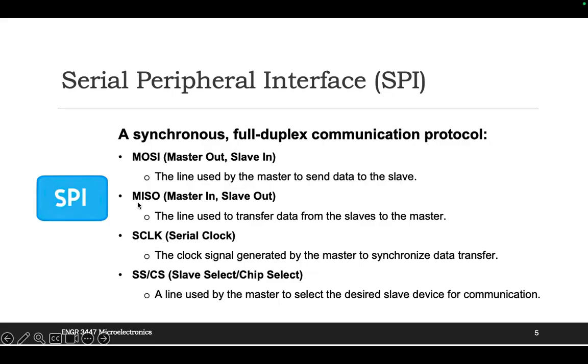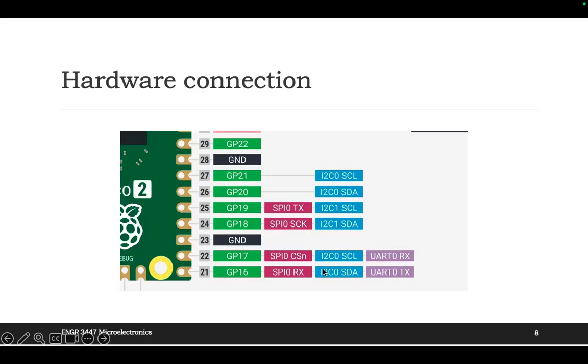And MISO is master in, slave out, which means the line used to transfer data from the slaves to the master. The master will receive the data. Does that make sense to you? Do you have any questions? And the other one is the clock. This clock signal is generated by the master to synchronize data transfer. So which one is the clock?